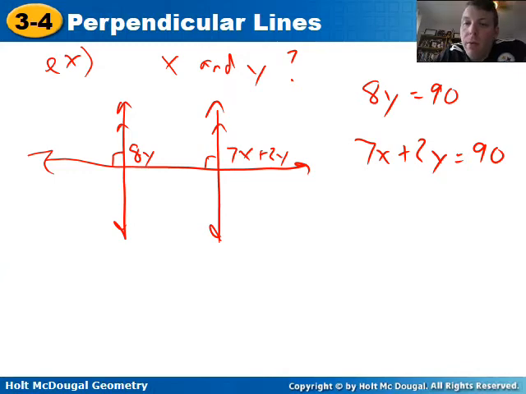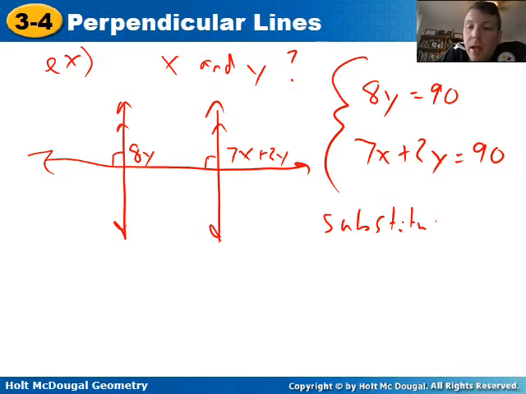Okay, now if you remember, this is a system of equations. Now, there are three ways, right? The first way is graphing, the second way is substitution, and the third way is elimination. Now I don't want to graph ever if I don't have to. So I'm going to look at substitution or elimination. Now I don't want to eliminate here because if you look at the top equation, 8y equals 90, there is no x, so it's going to be hard to eliminate. So I'm going to choose substitution.